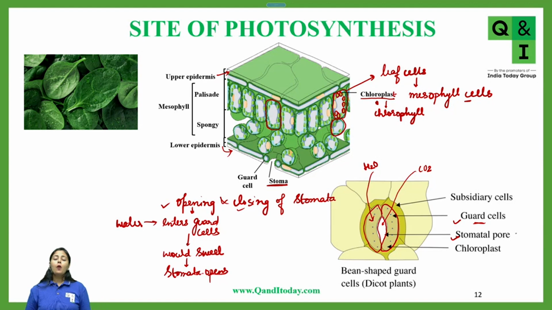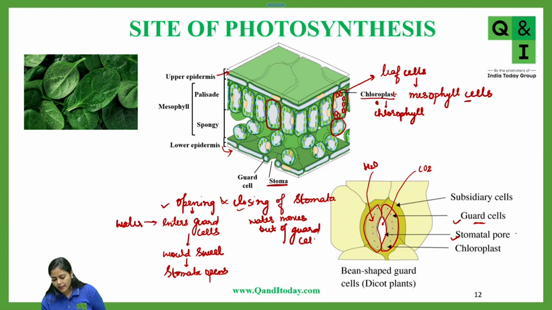However, in conditions where there is deficiency of water, automatically photosynthesis has to stop, because one of the prerequisites of photosynthesis is water. So what would happen whenever there is water deficiency? Water moves out of the guard cells and the guard cells would shrink. The guard cells would shrink and stomata closes.